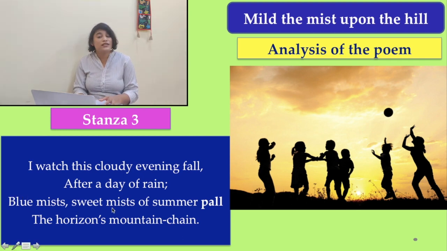Blue mist, sweet mist of summer fall, that is blue mist. The poet gives the mist a beautiful and sweet color, because as she looks at the mist, it recalls her happiness, it connects to her feeling of happiness, because there will be no more trouble, no more rain for the next day, and these things make the poet happy. So she said blue mist, sweet mist of summer fall. Fall means fog, and the word summer is very significant.